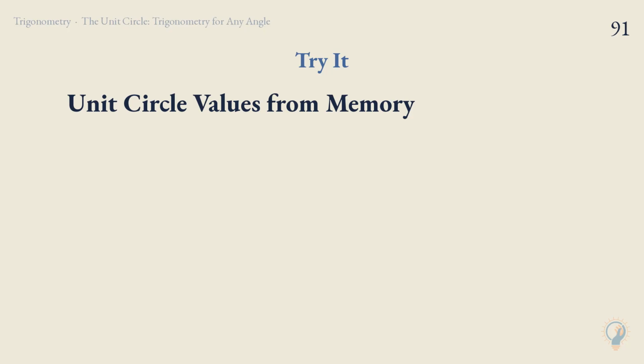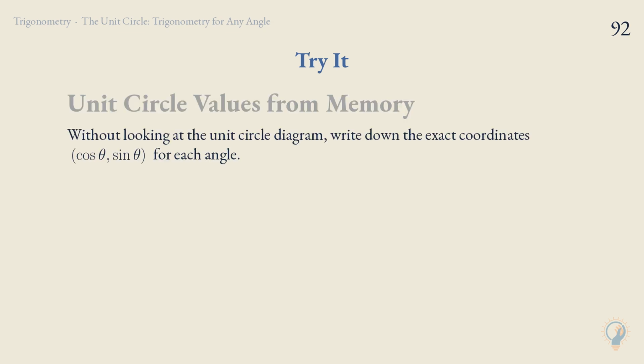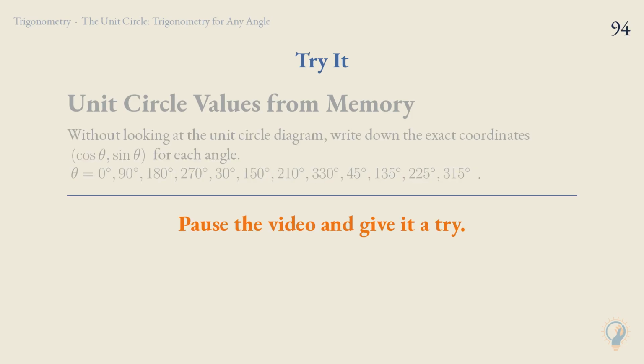Try it. Unit circle values from memory. Without looking at the unit circle diagram, write down the exact coordinates cosine theta, sine theta for each angle. Theta equals 0 degrees, 90, 180, 270, 30, 150, 210, 330, 45, 135, 225, and 315 degrees. Pause the video now and give it a try.